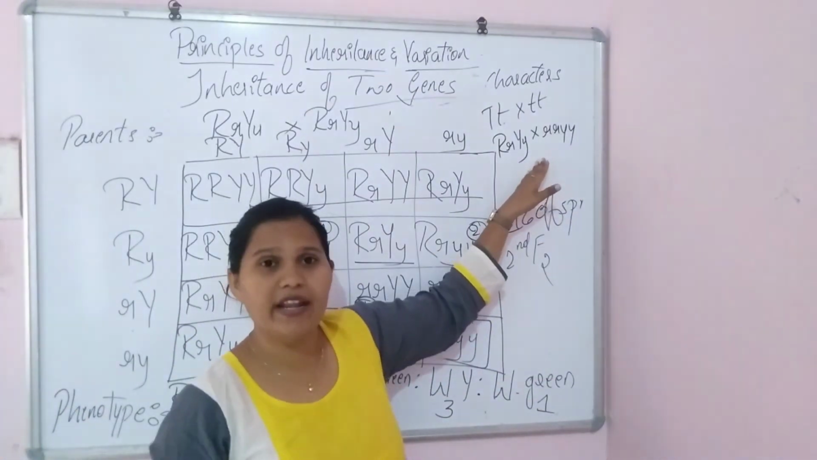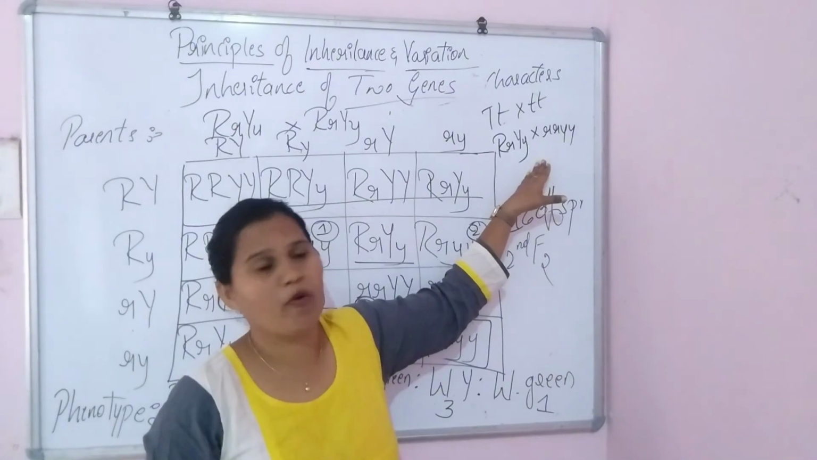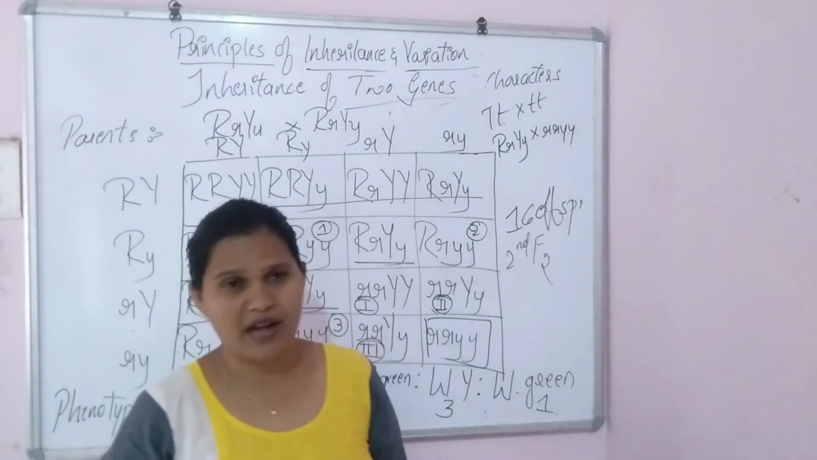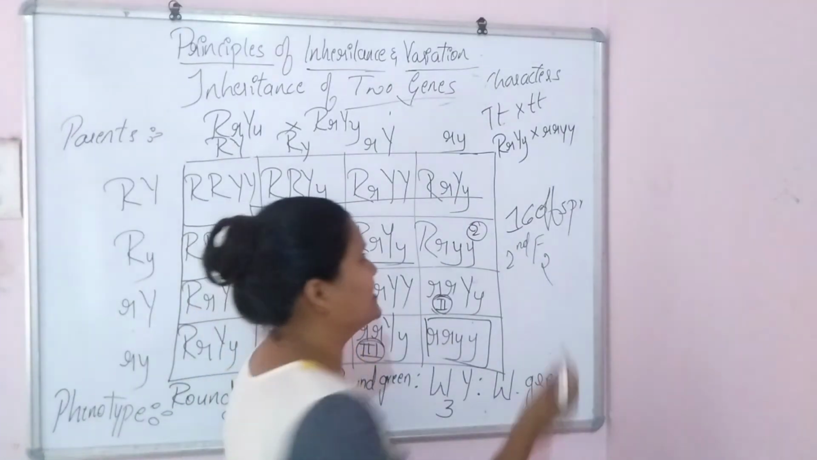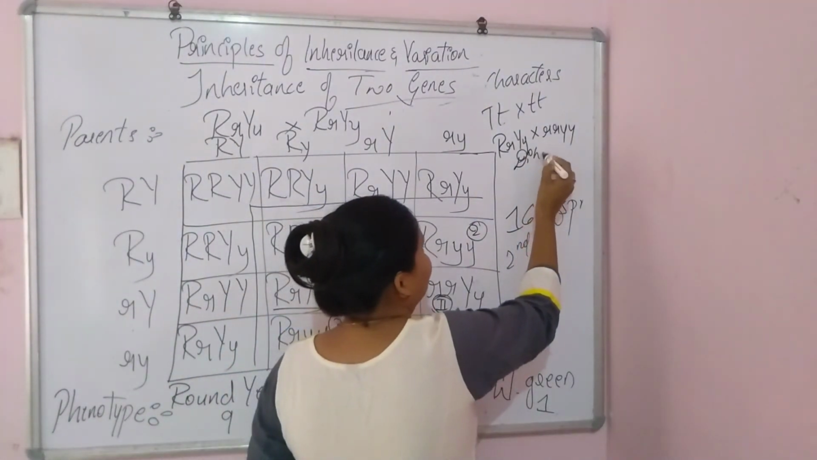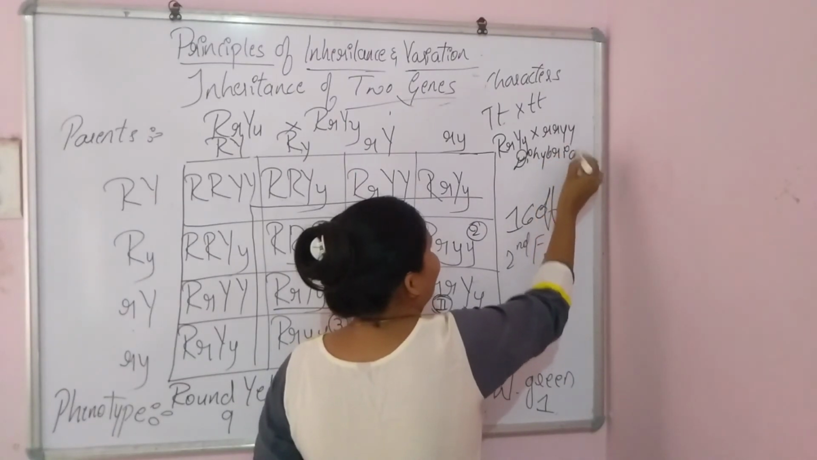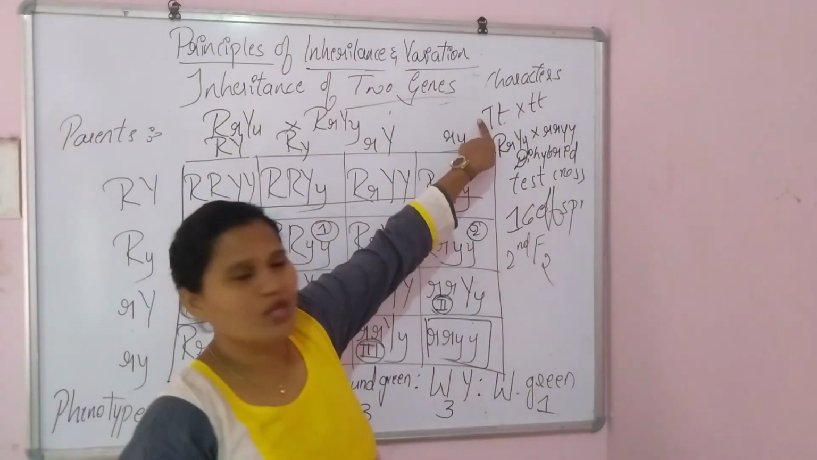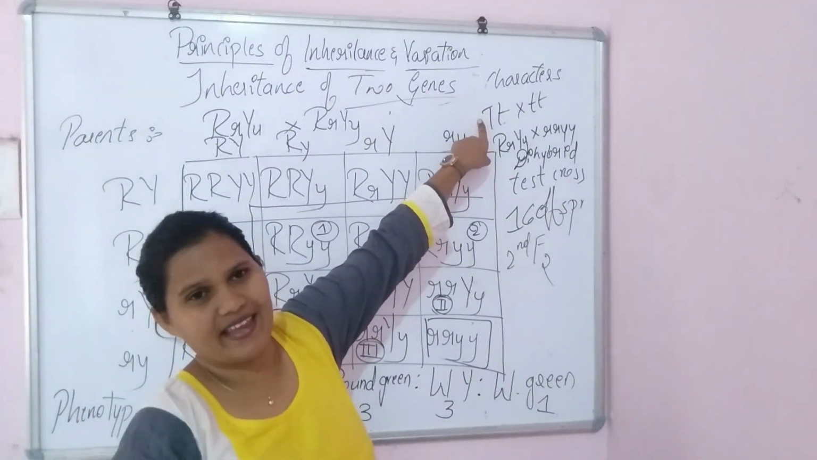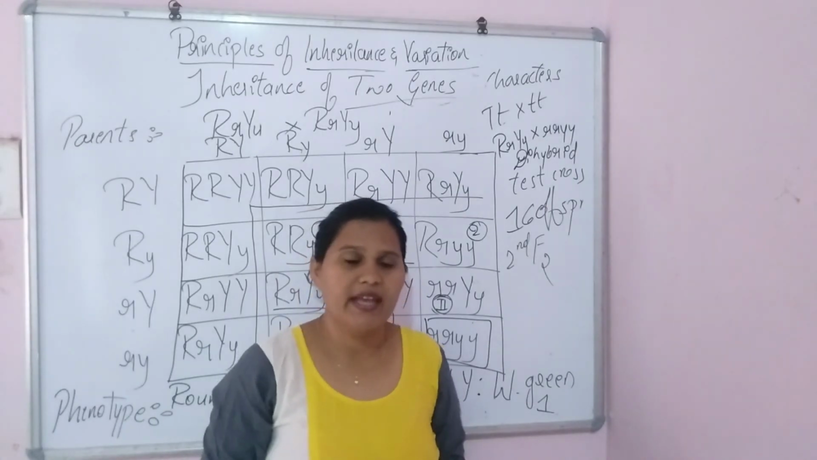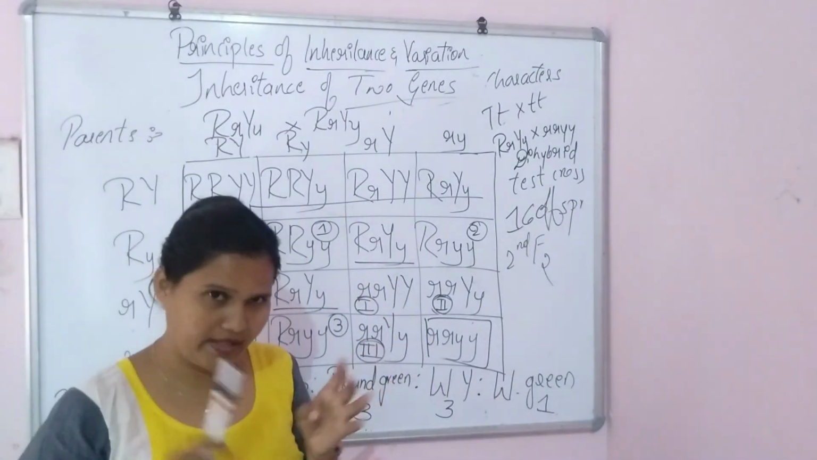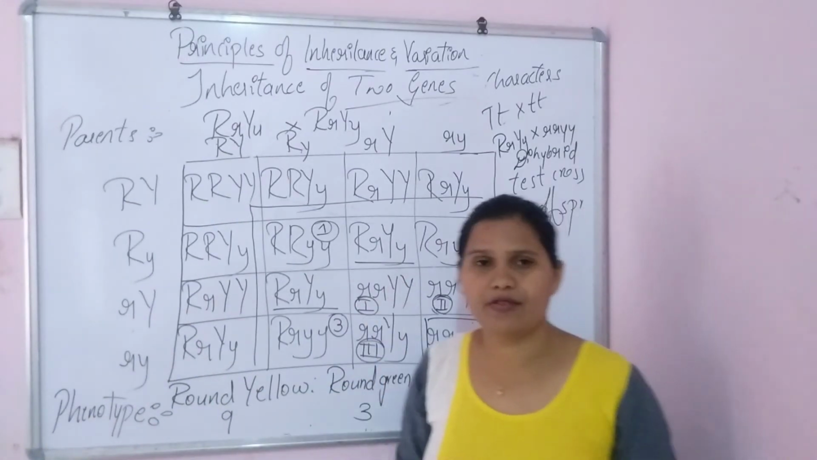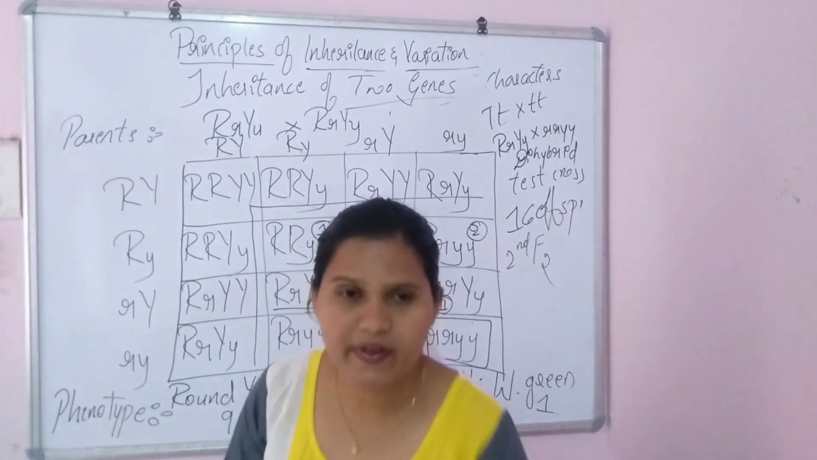After that, he got to know about the genotype of these F1 offspring, that they were heterozygous round yellow. So this is called the dihybrid test cross, and this is called the monohybrid test cross. Is this clear? So this is all about the inheritance of 2 genes, and also what the dihybrid cross and dihybrid test cross are. This completes the inheritance of 2 genes.